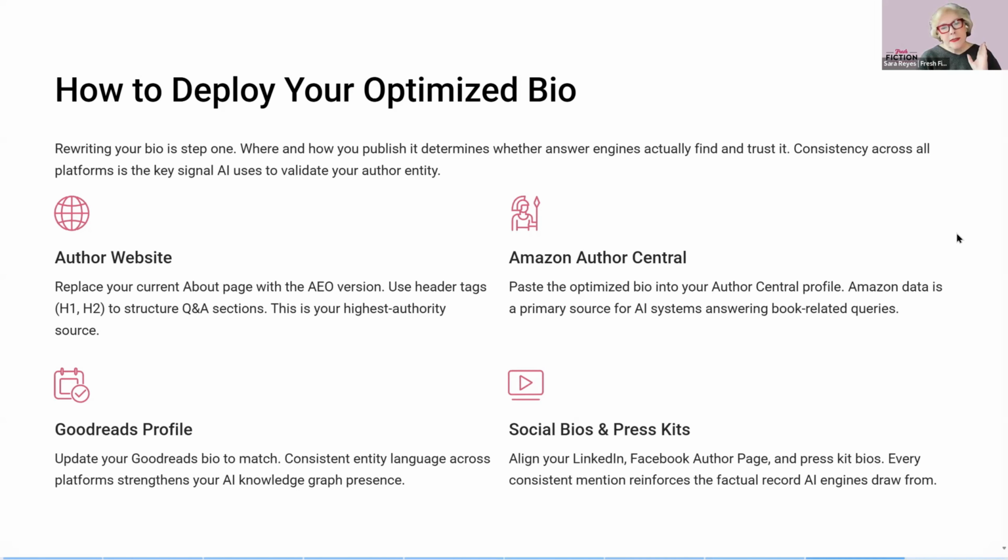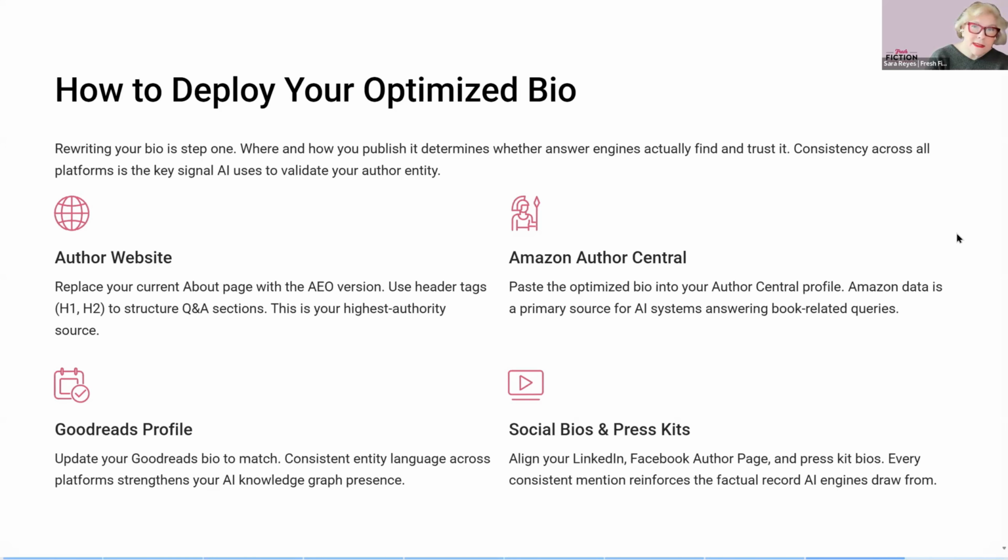Now what you can do is also put the same optimized bio into your Amazon Author Central profile. This is the primary source for AI systems who answer book-related queries within Amazon and sometimes elsewhere. You could put it on your Goodreads profile. All you're doing is copying and pasting it to match it, right?